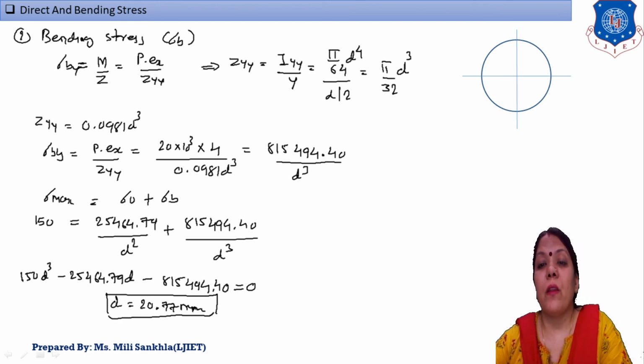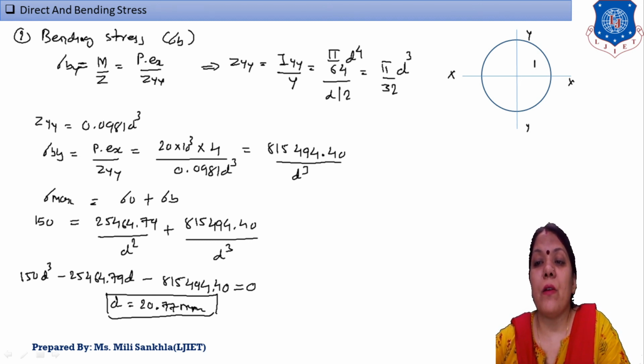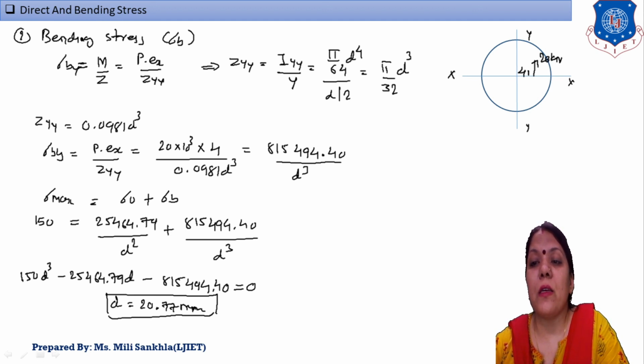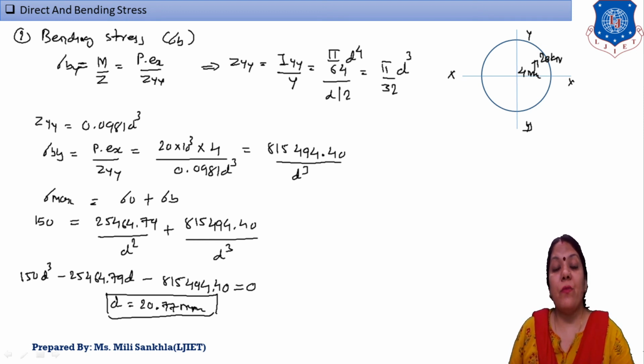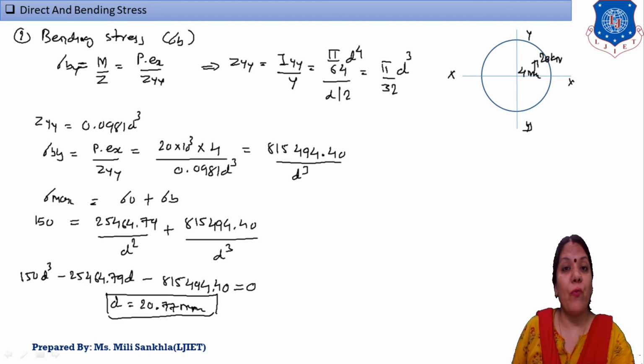Simply here this is our x-axis. This one is y, and here our load is given 20 kilonewton and eccentricity E is given 4 mm. Now here our example of this circular section is complete. In the next section we solve another example. Just now we complete here.